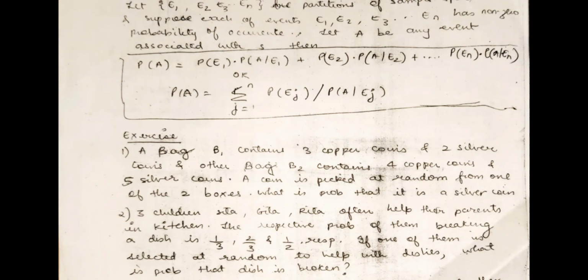A bag B1 contains 3 copper coins and 2 silver coins. There are 2 bags, okay? And bag 2 contains 4 copper and 5 silver coins. A coin is picked at random from one of the 2 boxes. So you don't know from which box it is. You're picking. What is the probability that it is a silver coin?